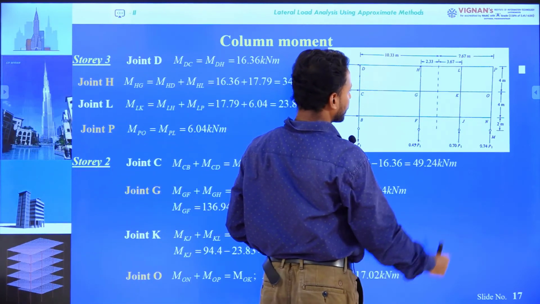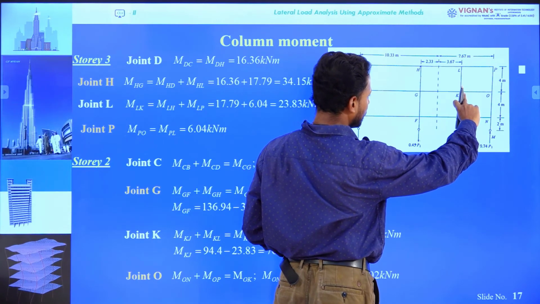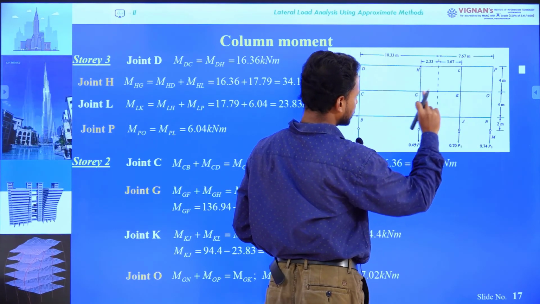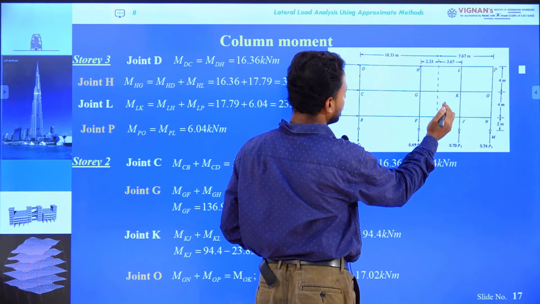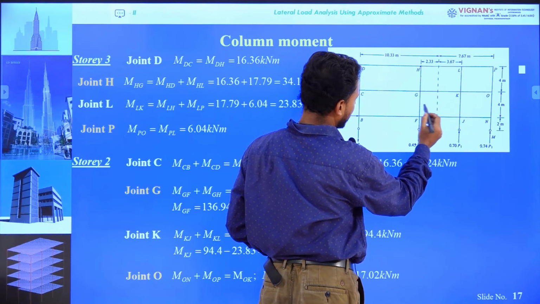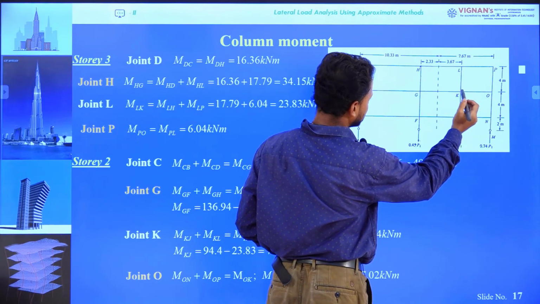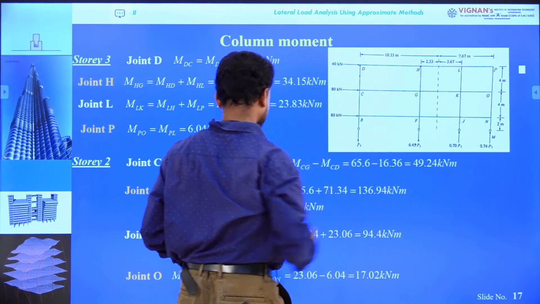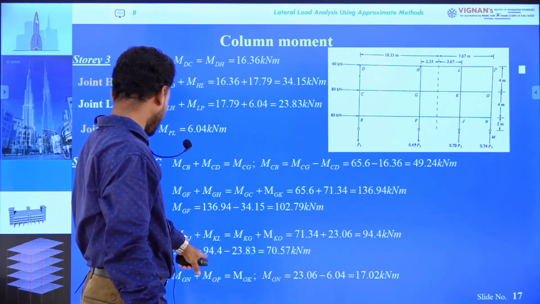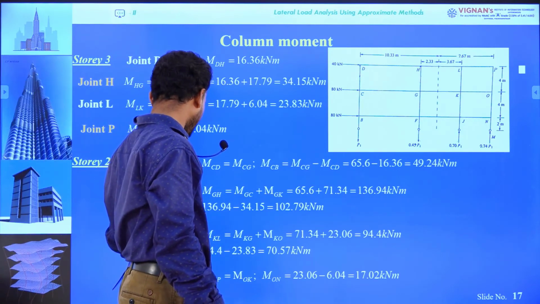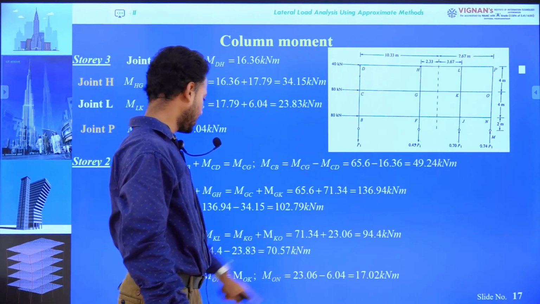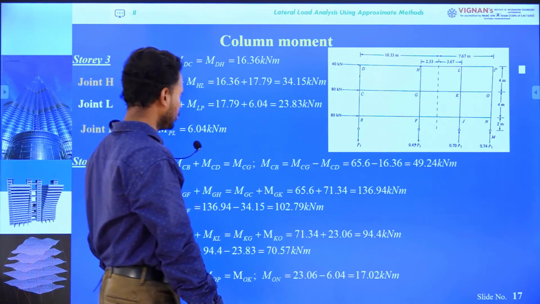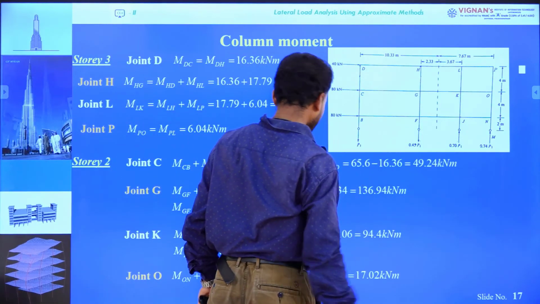So what will be this column moment KJ? This column moment KJ will be equal to the beam moment KG plus the beam moment KO minus the column moment KL. You will get the column moment KJ. So the column moment KJ equals 70.757. Come to joint O, this column.